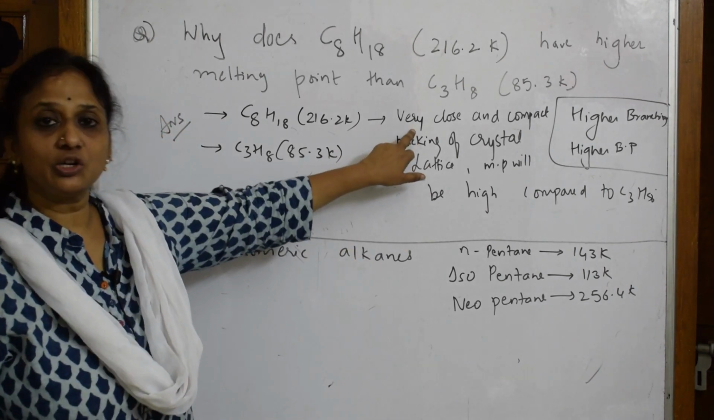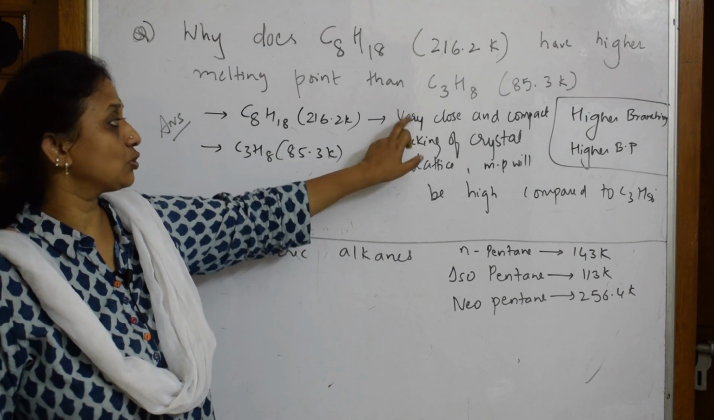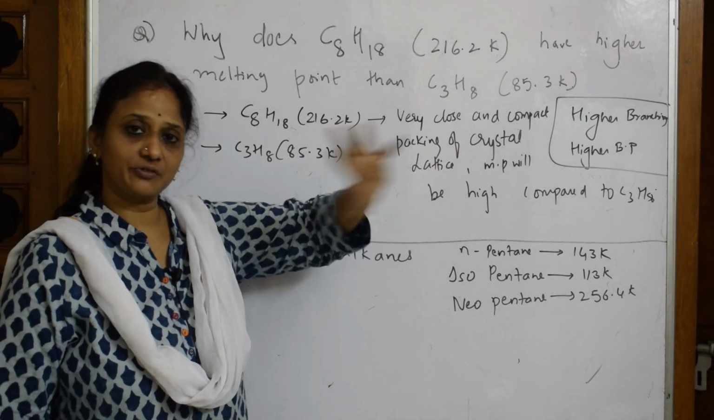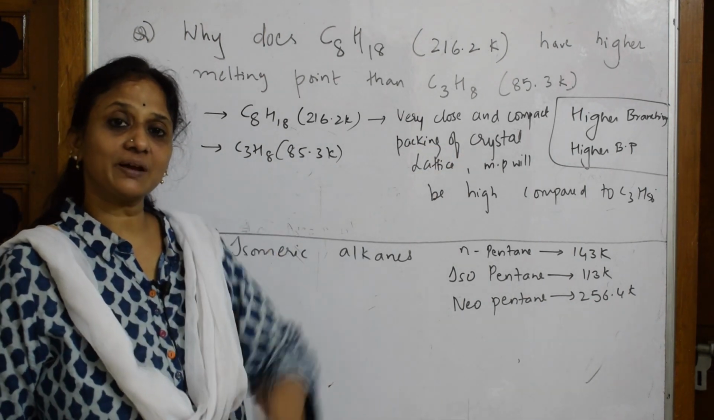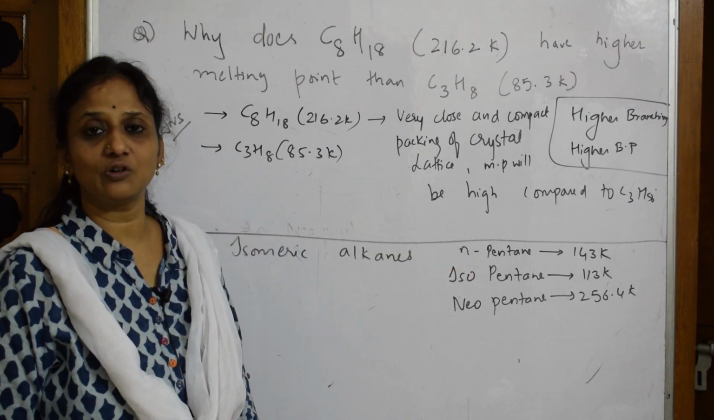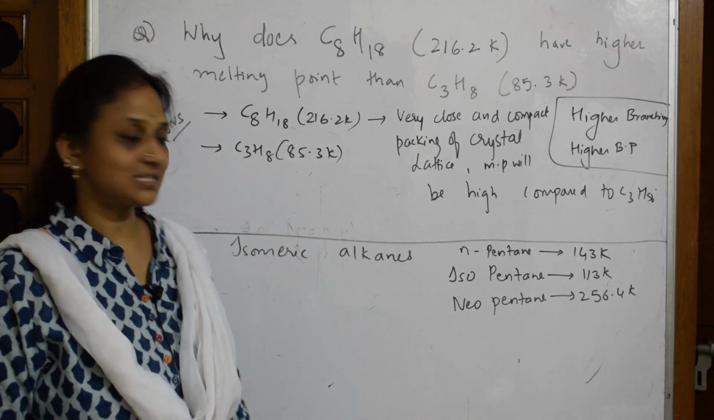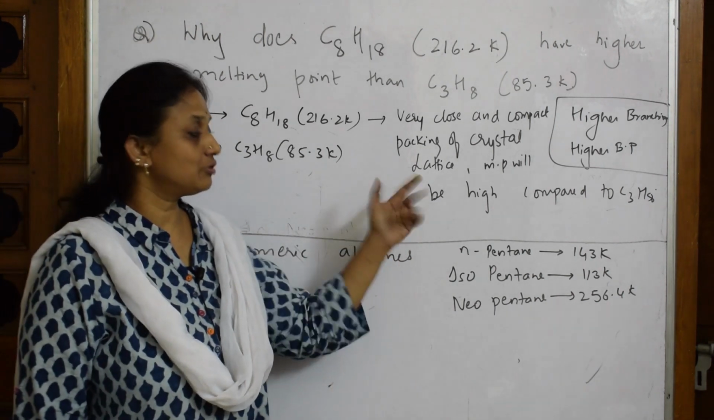As the branching increases, close packing increases. When the close packing increases, compact packing of crystal also is there. When the compact packing of crystal is there, obviously the melting point will be high. I need a lot of energy to break those bonds and melt them. Yes, so you can write the same reason for both the questions.